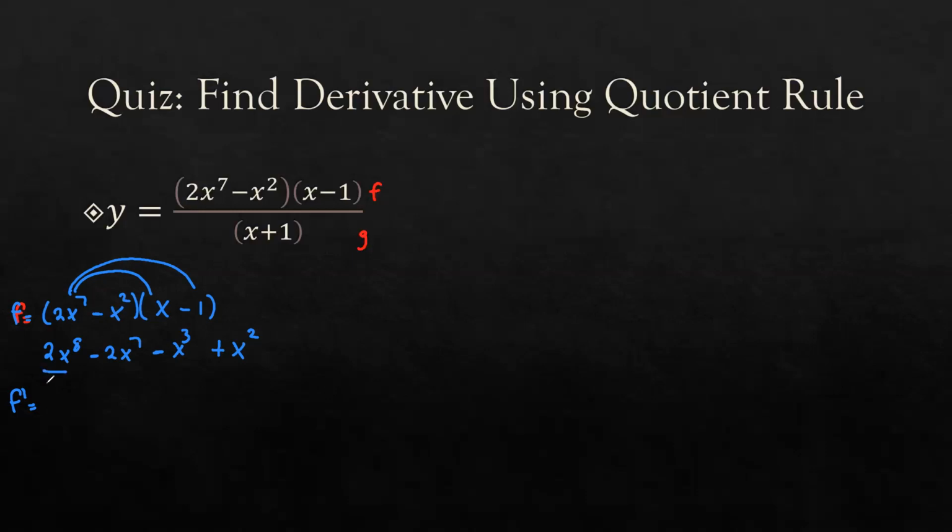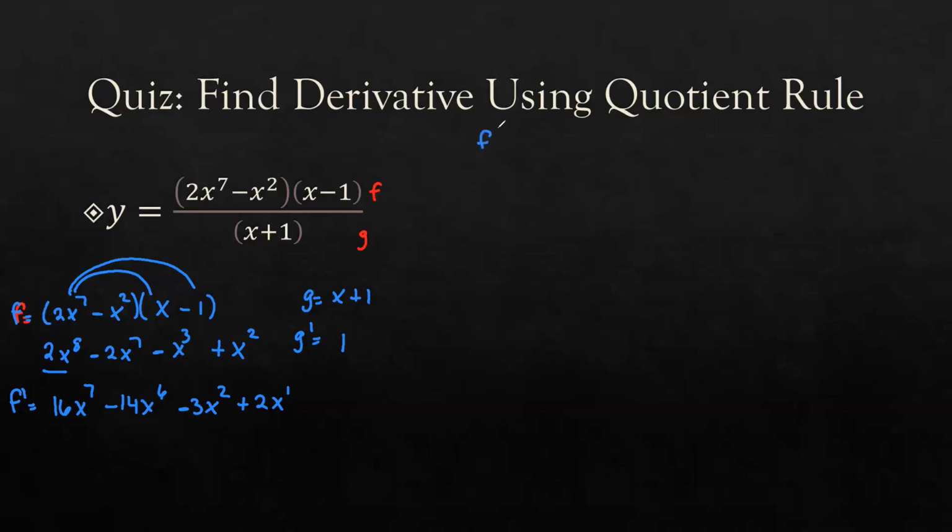So what's the derivative of 2x^8? It is 16x^7. The derivative of negative 2x^7 is negative 14x^6. And then negative 3x squared, and then positive 2x. Okay. And then my g is the bottom, which is x plus 1. And luckily, g prime is easy to find. It's just 1. Okay. So quotient rule, let me write out the rule again.